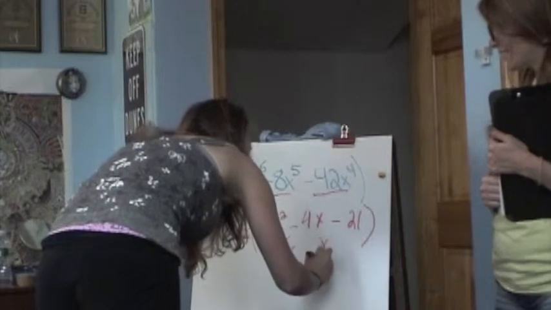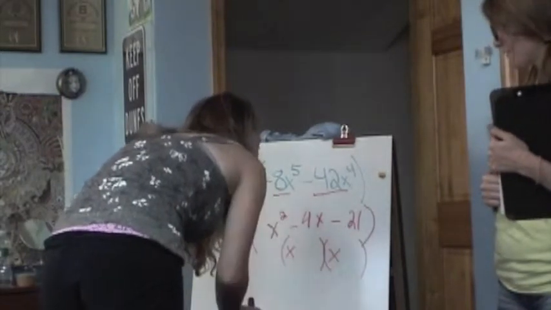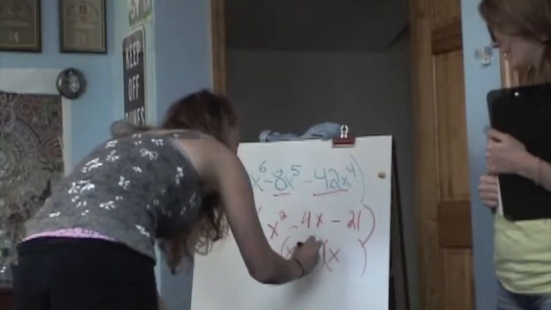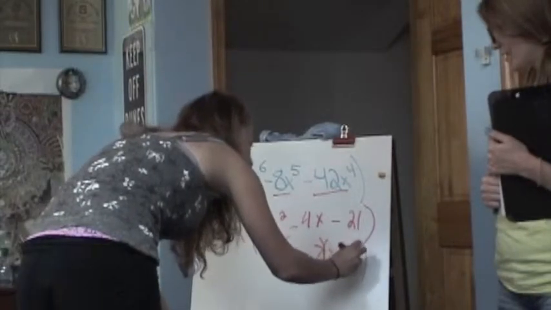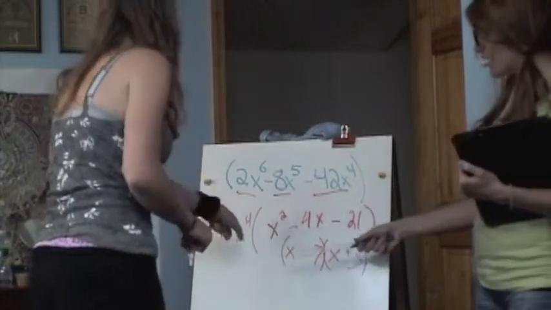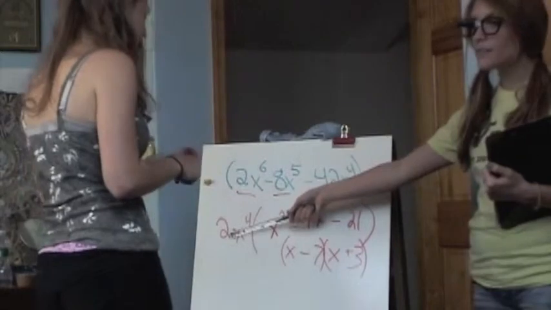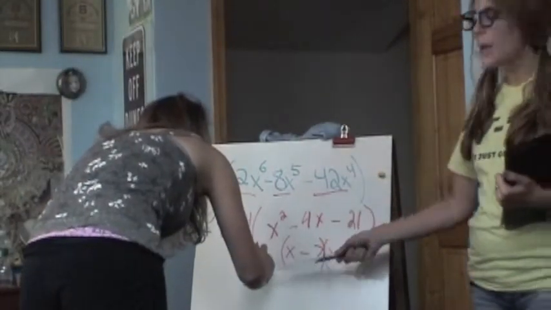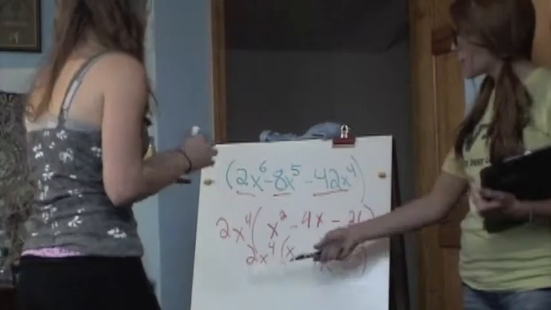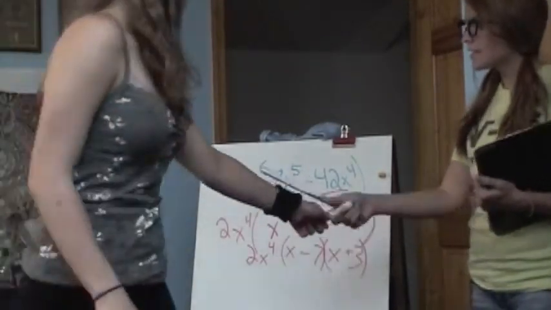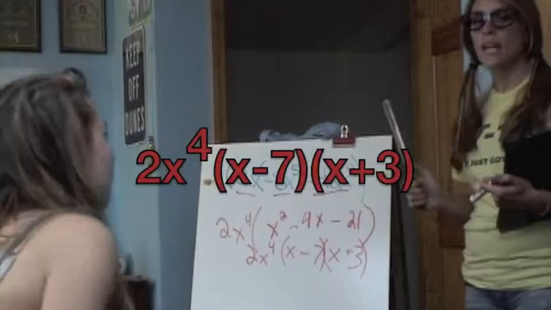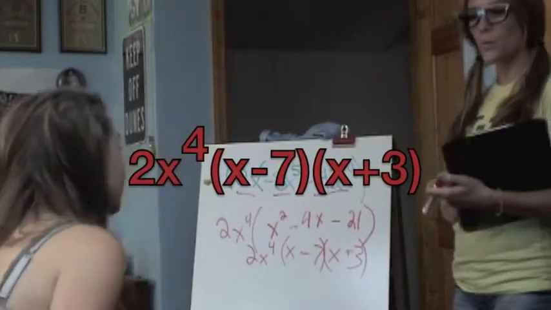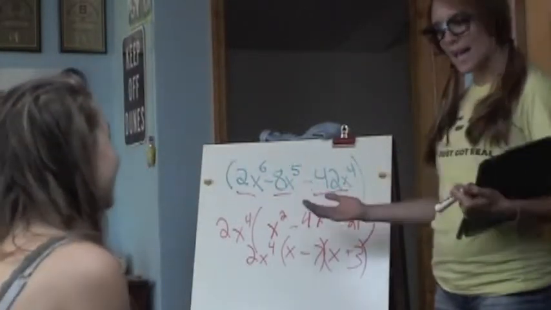That would be x and x. And would that be negative 7 and positive 3? Correct. What happens to this? The 2x to the 4th would drop down in front of the other two factors, making this factor 2x to the 4th times x minus 7 times x plus 3. Very well done. That's a lot easier than I thought. Exactly.